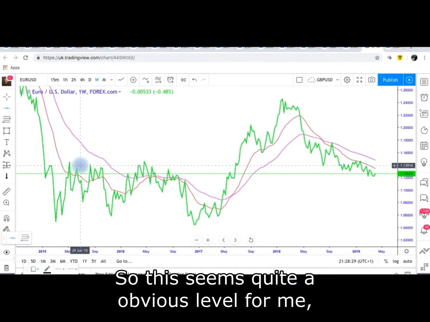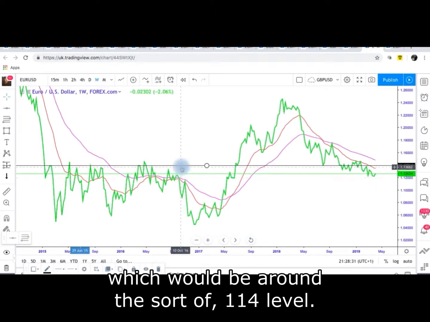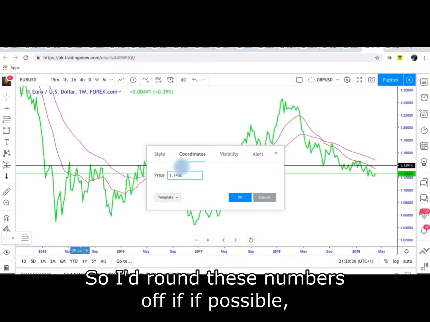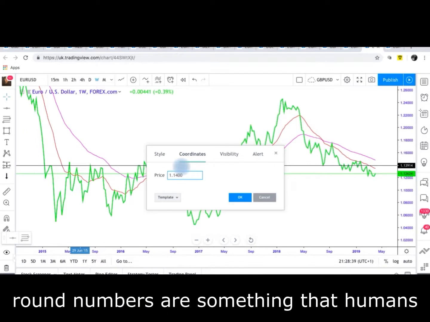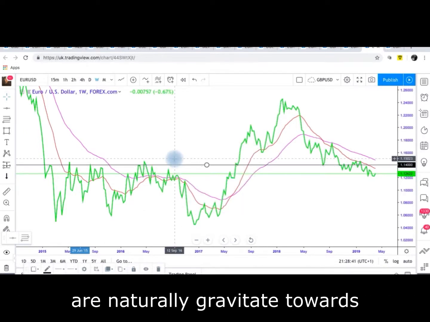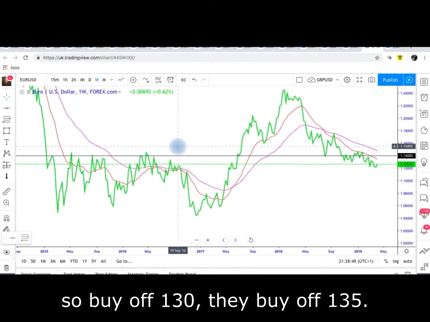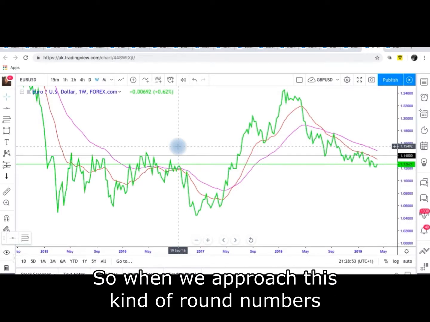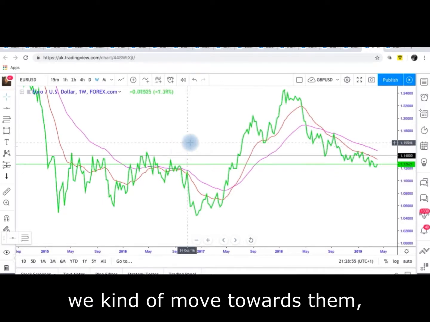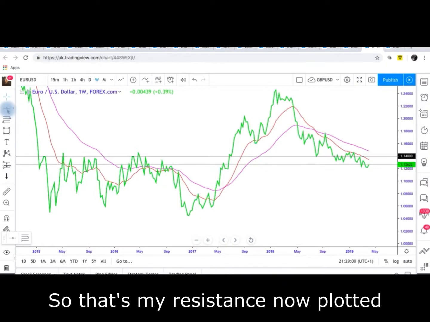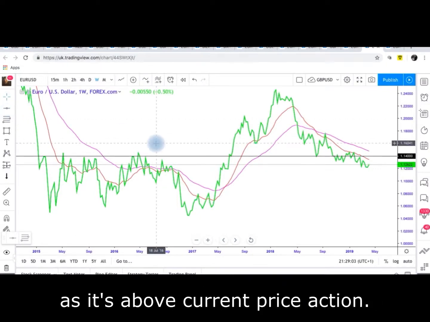So this seems quite an obvious level for me, which would be around the 114 level. I'd round these numbers off if possible, because as I've explained before, humans naturally gravitate towards round numbers. For example, with the pound to the dollar, people generally buy off 130, they buy off 135. So when we approach these round numbers, we move towards them. We see a lot more of a reaction towards round numbers. So that's my resistance now plotted, as it's above current price action.